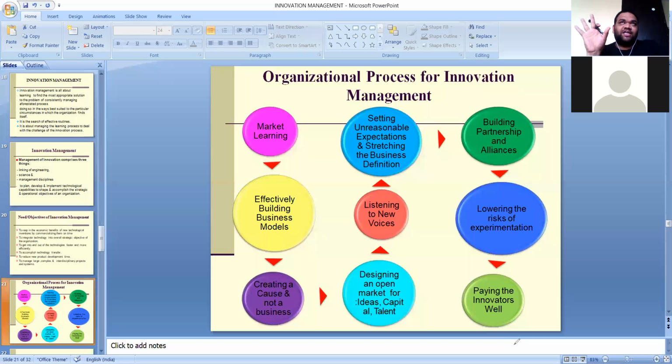After continuous learning of the market, the next step is effective building of business models.